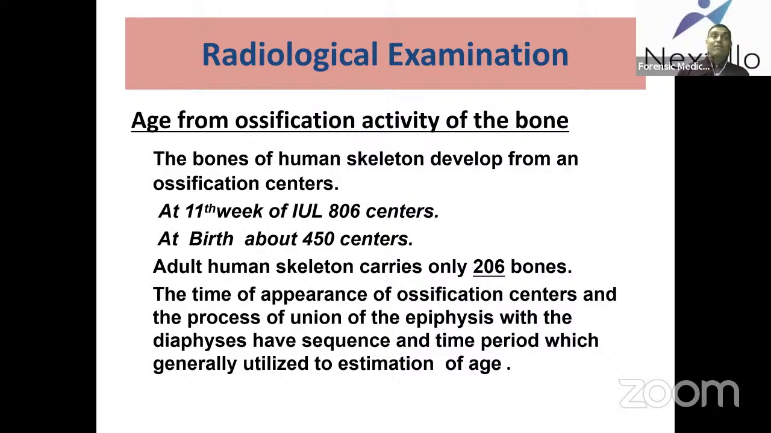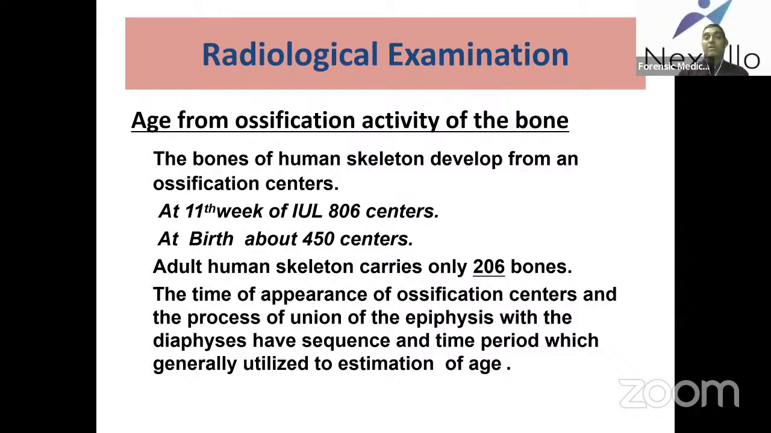Age, and from the radiological examination, what we are actually looking for is the age from the ossification activity of the bone. The bones of the human skeleton, we all know, develop from ossification centers. At the 11th week of intrauterine life, there are around 806 centers. At birth, about 450 centers. We all know the adult human skeleton carries only 206 bones.